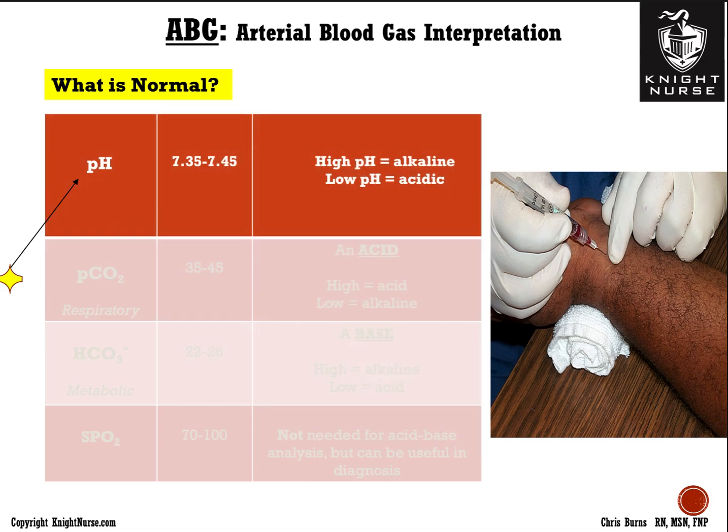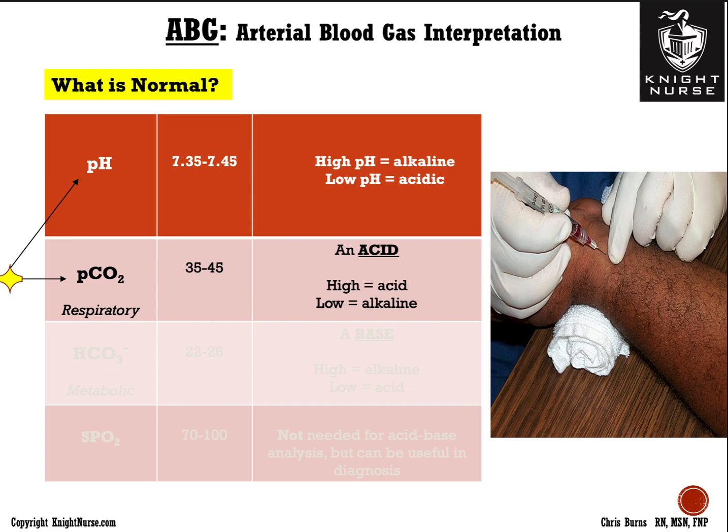Well, you have pH, which is 7.35 to 7.45. We already talked about that. A high pH is alkalosis, and a low pH is acidosis. We already know that. CO2, which is measured in a blood gas as partial pressure. Okay, so you get a P in front of it. PCO2, the normal is 35 to 45.